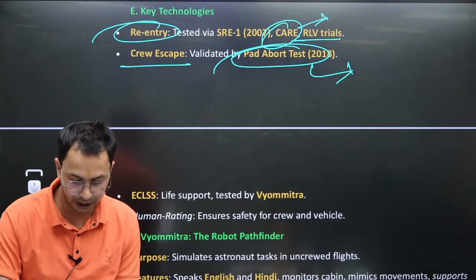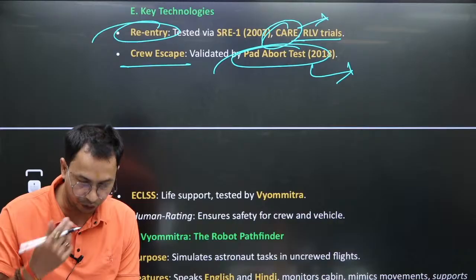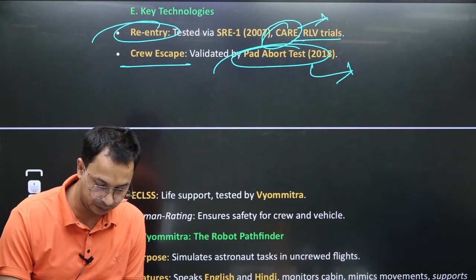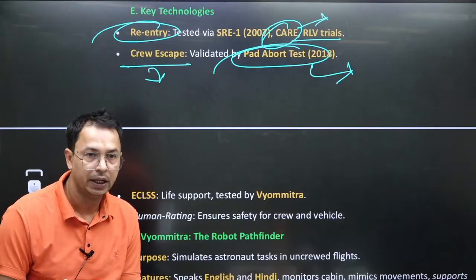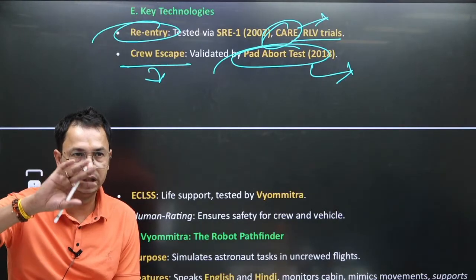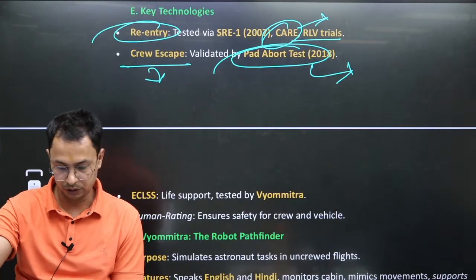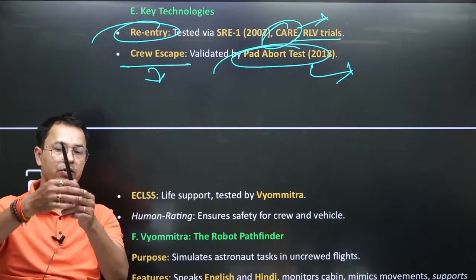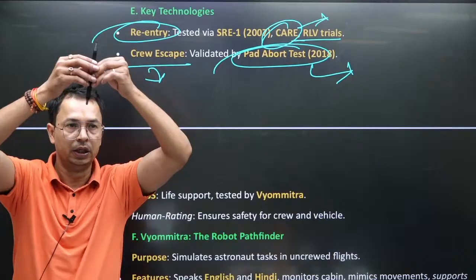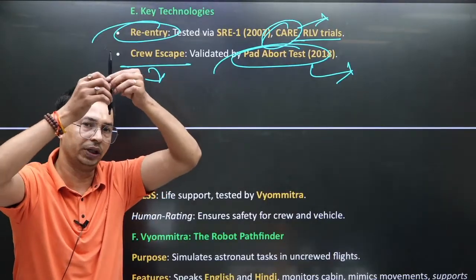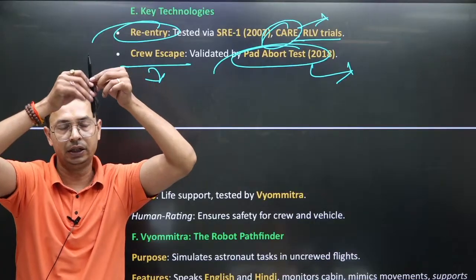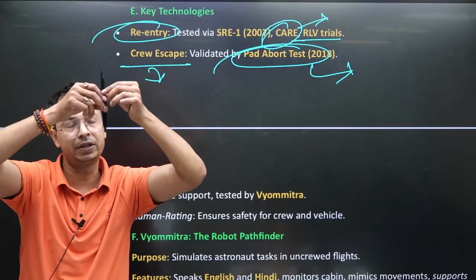What is a pad abort test? Before the launch each and everything was okay, and suddenly you have to cancel the launch. That is your pad abort test. The crew escape system is when, in the middle of the mission, the crew has to leave the mission. Suppose this GSLV is going for the Gaganyaan. Now there is some problem in the GSLV. Suppose the liquid fuel or the cryogenic fuel is leaking. Now this is throttling like this in space. Now the mission has to be aborted.